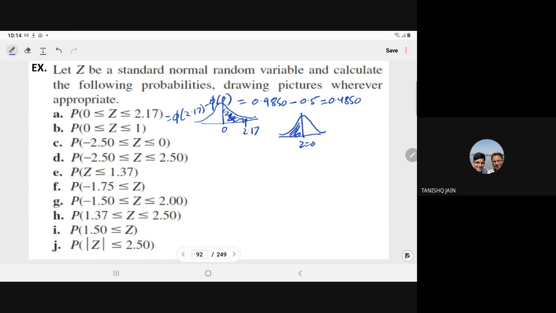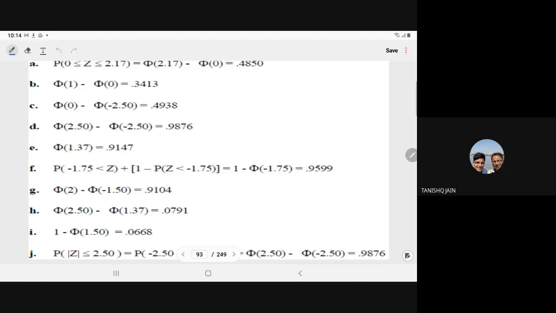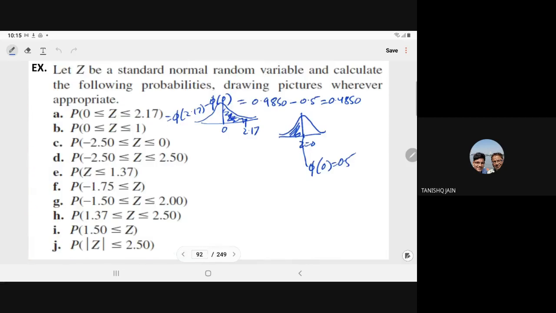In this way, we can compute because of the symmetry: up to z equal to 0, we have half the probability. Phi of 0 is 0.5. Now the probability z lies between 0 and 1: phi of 1 minus phi of 0. Its value is 0.8413 minus 0.5, so it is 0.3413. From the table, you have to note the value.